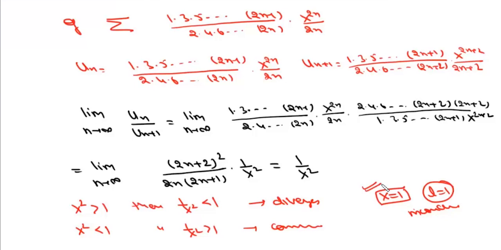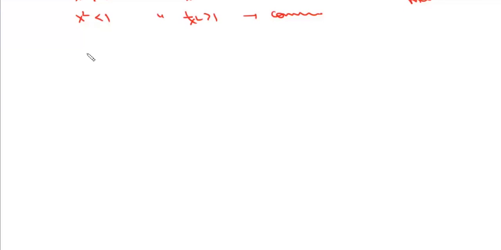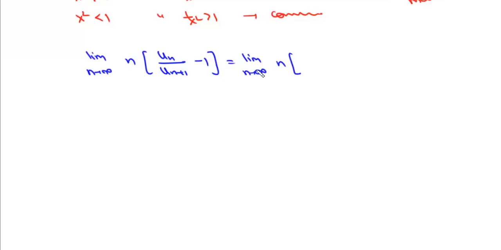So what we'll do is, for x equal to 1, we are to use Raabe's test. So now we are going to find this limit: n tends to infinity n, and this un upon un plus 1 minus 1. Now this will be this limit, n tends to infinity n. Now this un upon un plus 1, it was this 2n plus 2 whole square upon 2n plus 1 into 1 upon x square, and since we are taking x as 1, it will be 1 minus 1.